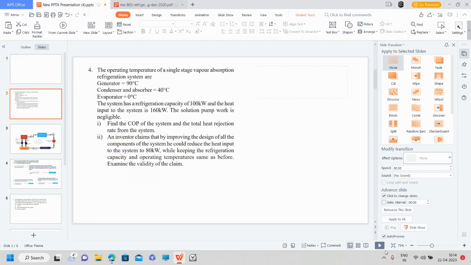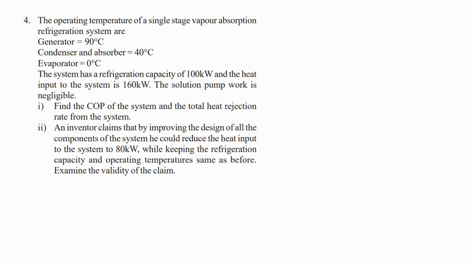The operating conditions of a single stage vapor absorption refrigeration system are given, and we have to calculate the COP of the system. So let's first talk about what a vapor absorption refrigeration system is. A vapor absorption refrigeration system is simply a system in which we replace the compressor of a vapor compression refrigeration system.